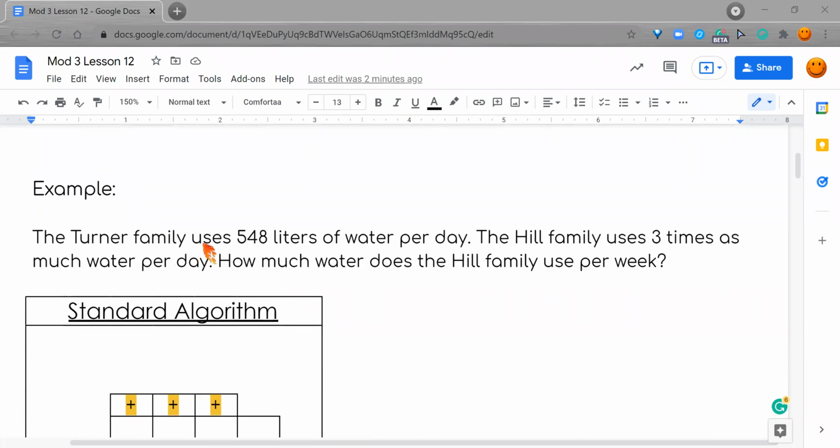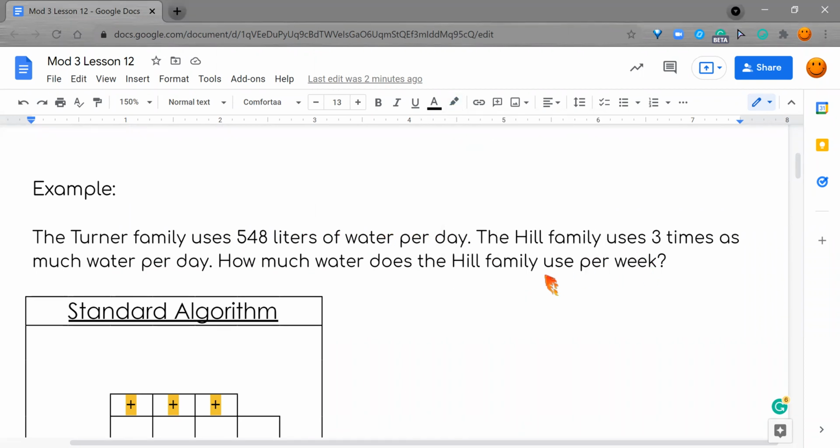It reads, the Turner family uses 548 liters of water per day. The Hill family uses 3 times as much water per day. How much water does the Hill family use per week? So I'm going to quick highlight a couple words only because I think they're important. I'm going to highlight use per week and water because this is what's going to go in our answer when we get done. But now I've got to figure out what I'm trying to figure out.